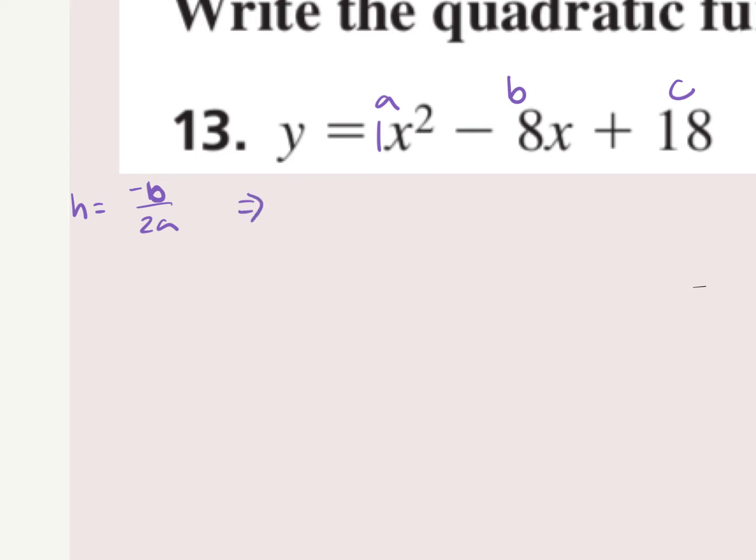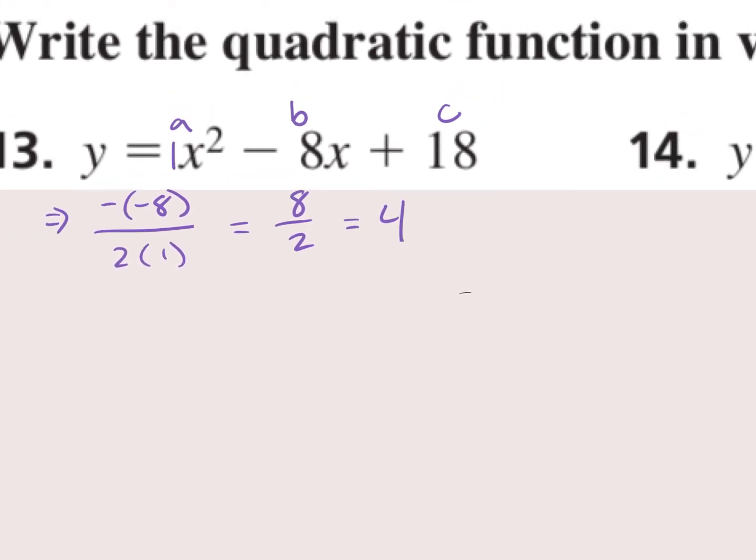So this would be negative negative 8 over 2 times 1. What's negative negative 8? Positive 8 over 2 times 1, which is just 2. So this would be what? 4. So my h in my vertex, my first one, would be 4. So that's h.